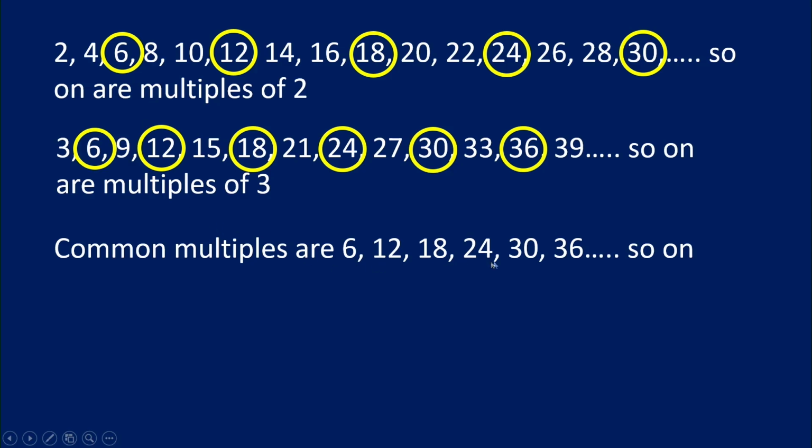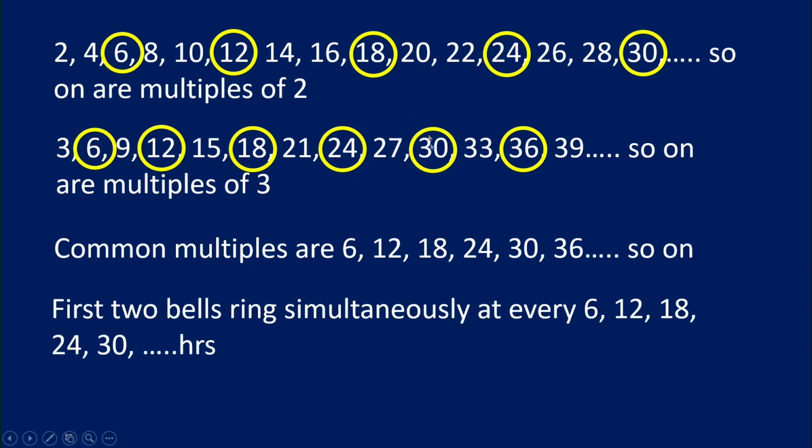Now you can write these common multiples continuously. Among all those, can you write the next common multiple? How much should we add to this 36? First one is 6, second one is 12. Like that you write common multiples of 2 and 3. The first two bells ring simultaneously at these hours. It started at 2 hours, 4 hours, 6 hours, and the other started at 3 hours and continually 6 hours, 9 hours, 12 hours.